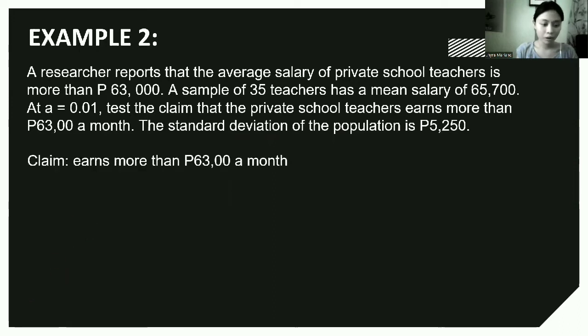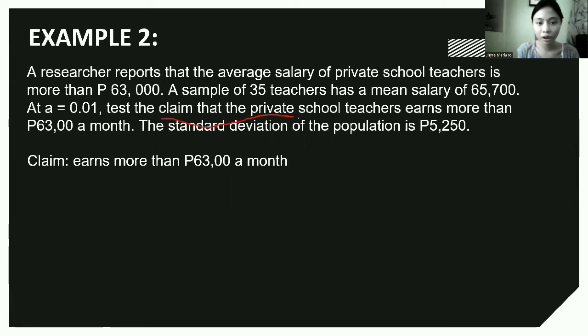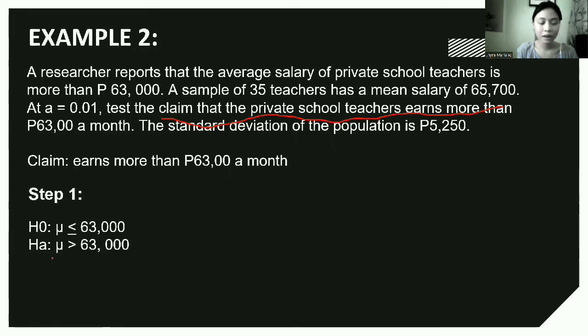The claim here, since there is again the word claim: the private school teacher earns more than, meaning greater than, 63,000 a month. So if it is more than, like earlier, our claim is in the alternative hypothesis again. And the equivalent of the greater than symbol in our null hypothesis is mu is less than or equal to 63,000. So now that we have constructed the null and alternative, we go to step 2.